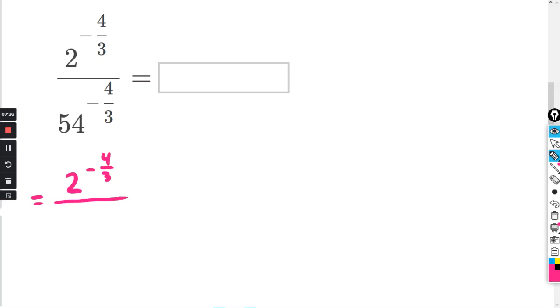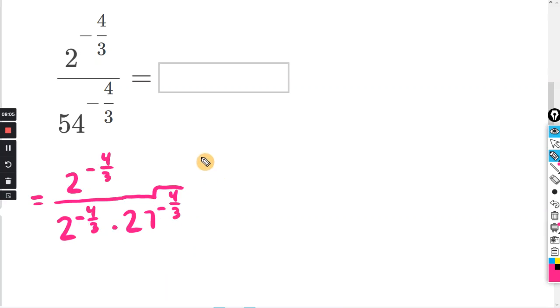And in the denominator, I'm going to break this up. We have 54 to the negative 4/3. I'm going to make that 2 to the negative 4/3 times 27 to the negative 4/3. The exponents match, so I can do 2 times 27 is 54.